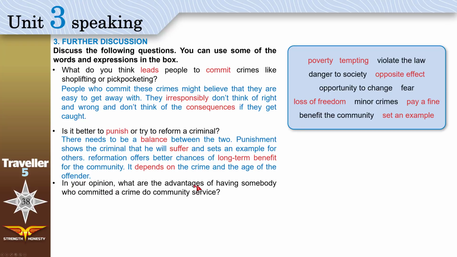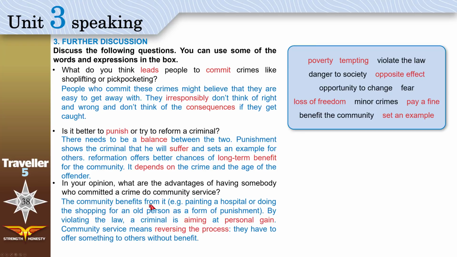In your opinion, what are the advantages of having somebody who committed a crime do community service? Well, the community benefits from it. For example, painting a hospital, or doing the shopping for an old person, or cleaning the beaches as a form of punishment. By violating the law, a criminal is trying to achieve personal gain, benefit himself. This is what a criminal is trying to do, benefit himself. Community service means reversing the process, making the opposite effect. They have to offer something to others without benefiting themselves.